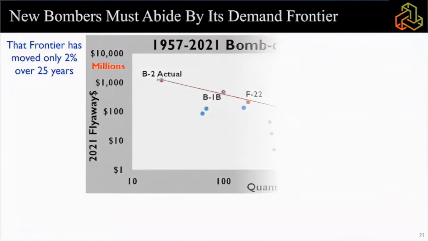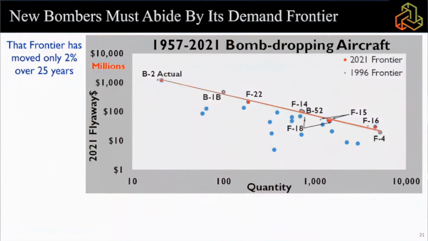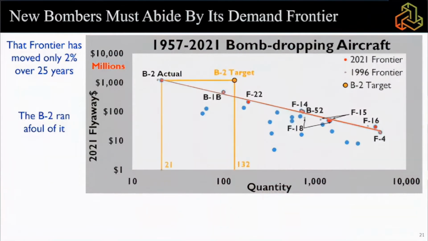Conversely, new bombers also abide by demand frontiers. And so what we're seeing here is we have the 2021 frontier marked in red. And then many of the same vehicles here formed the 1996 frontier with their quantities shifted a bit here in gray. And you see that this frontier has moved only 2%. 2% in 25 years. So the B2 ran afoul of this. The B2 wanted to buy originally 132 vehicles. That was far above this frontier, and they eventually settled for 21, which helped form this frontier.